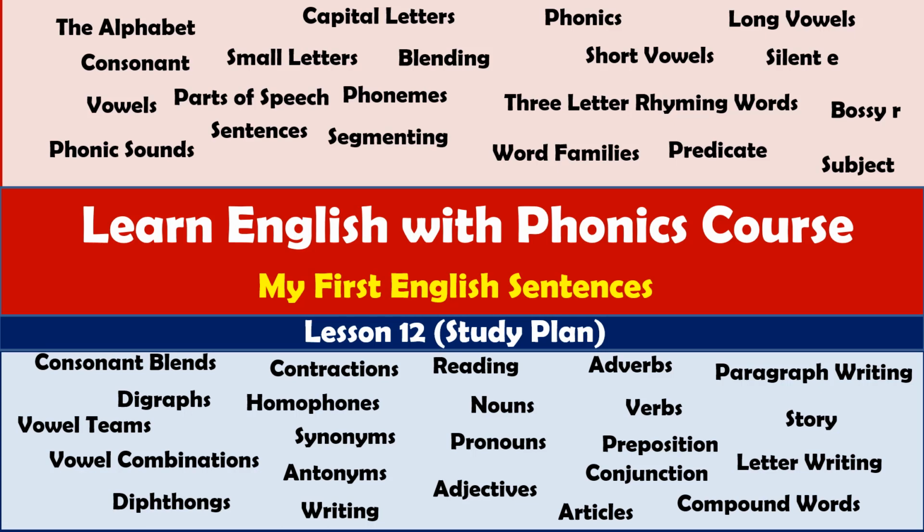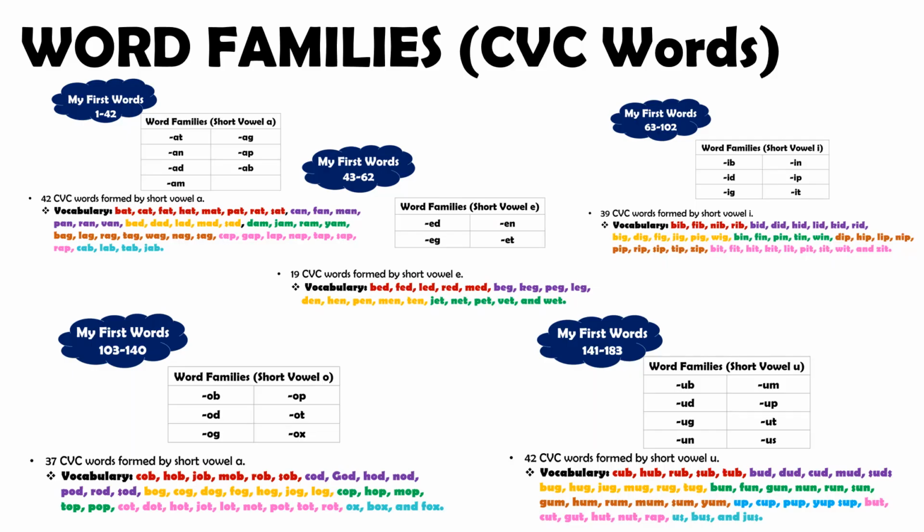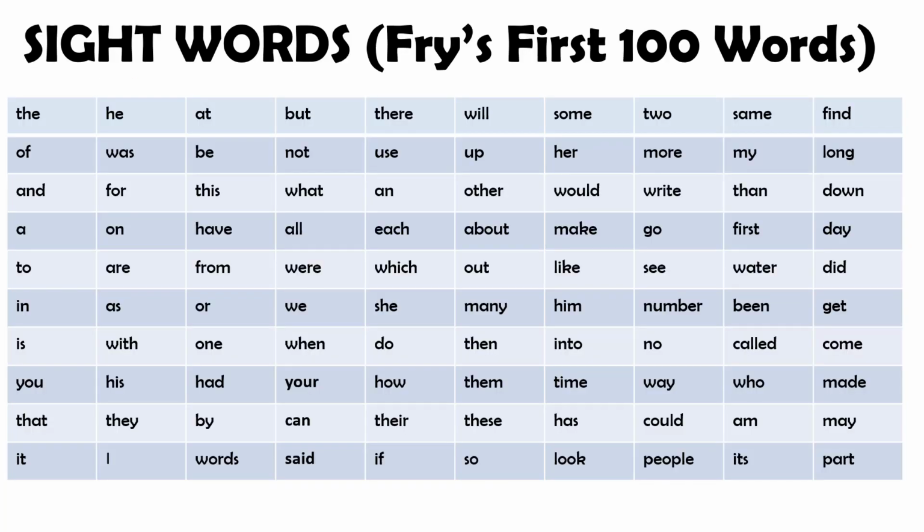In this video, we will learn all about sentences. In our previous lessons, we have studied the formation of about 183 CVC words. We also went through Fry's first 100 sight words. Now, what next? What do we do with so many words?